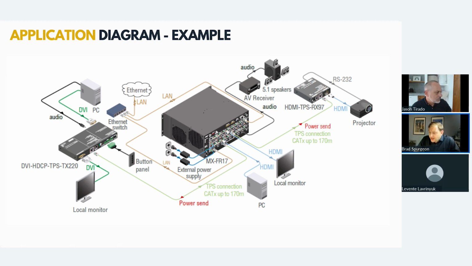Now, for all of our HDBaseT extenders, right? So we have our HDBaseT DVI, HDCP, TX220 right here at the front end, and our receiver. I guess we tab back out. Tabbed out. Okay. It's all good. Those can be remotely powered from that centralized matrix.